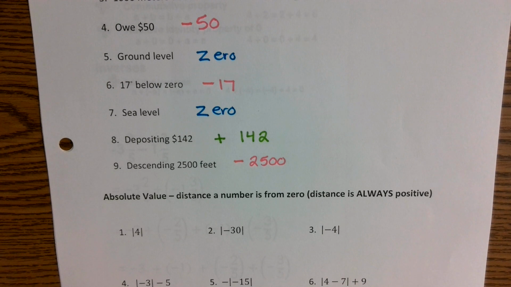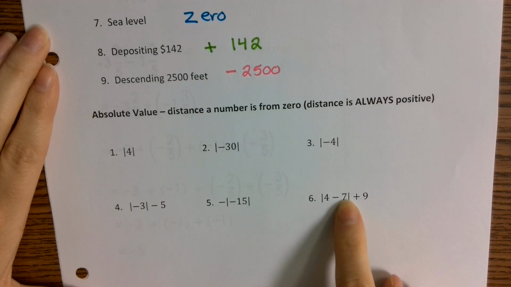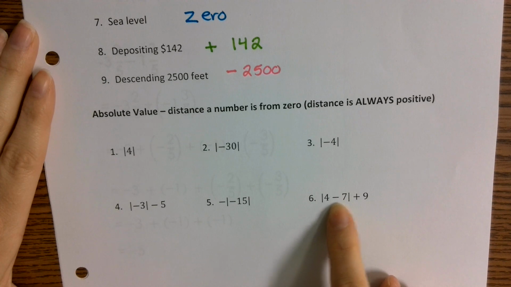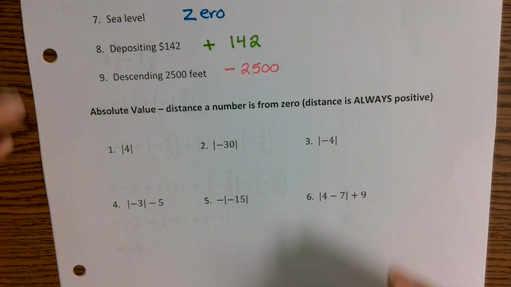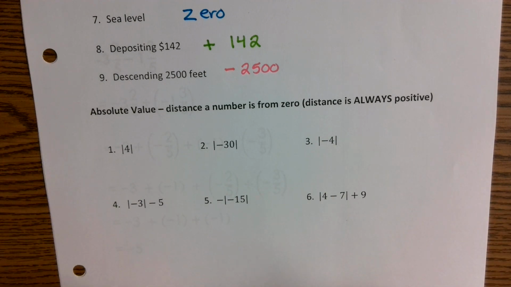Now, absolute value kind of acts like parentheses. If you've got an order of operations problem with absolute value, you always want to do the absolute value first. If you have a problem inside of your absolute value, you want to solve it first before you find the absolute value. Once you find the absolute value, the bars are gone, and then you continue to work the problem out with whatever's still left.